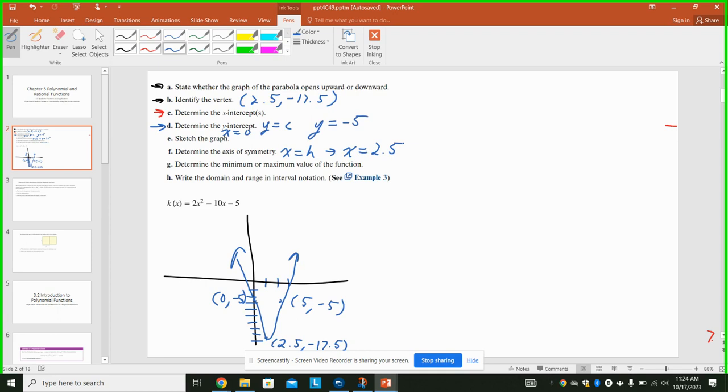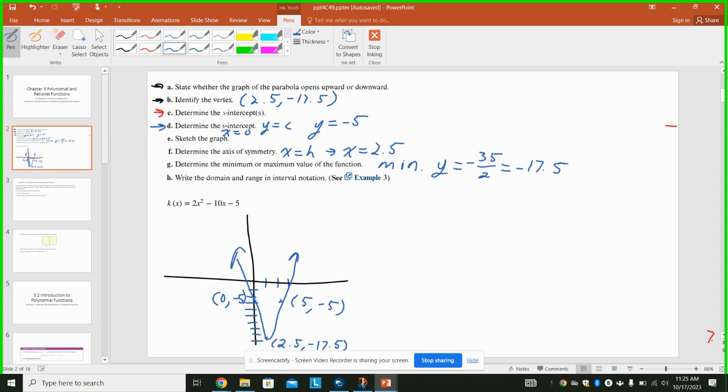Is this a minimum or maximum? This is a minimum. And then it does ask for the value. So what is the value? Very good. So negative 35 over 2 or negative 17.5. The minimum value will be whatever the y value is of the vertex.